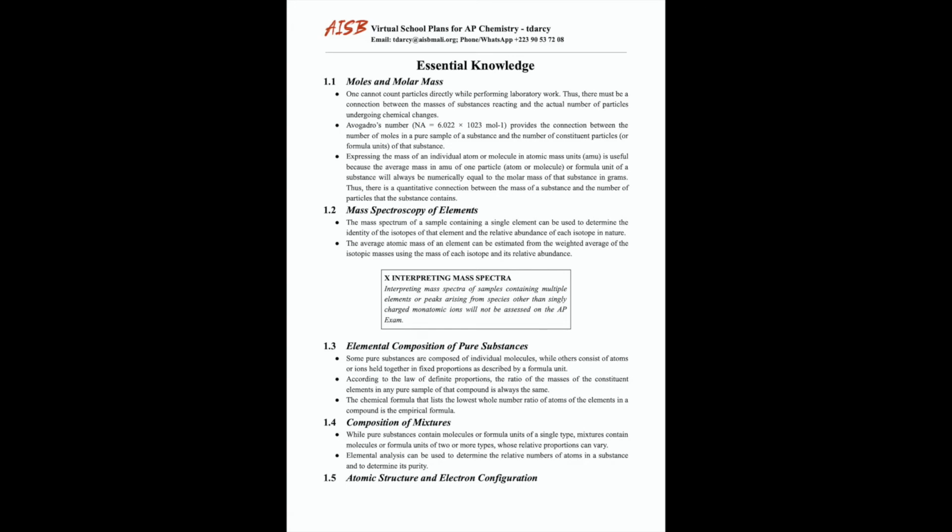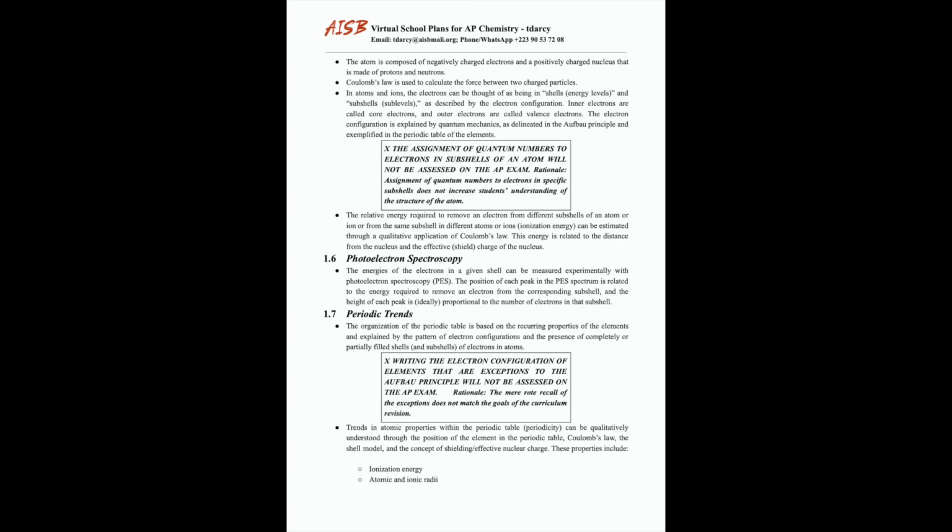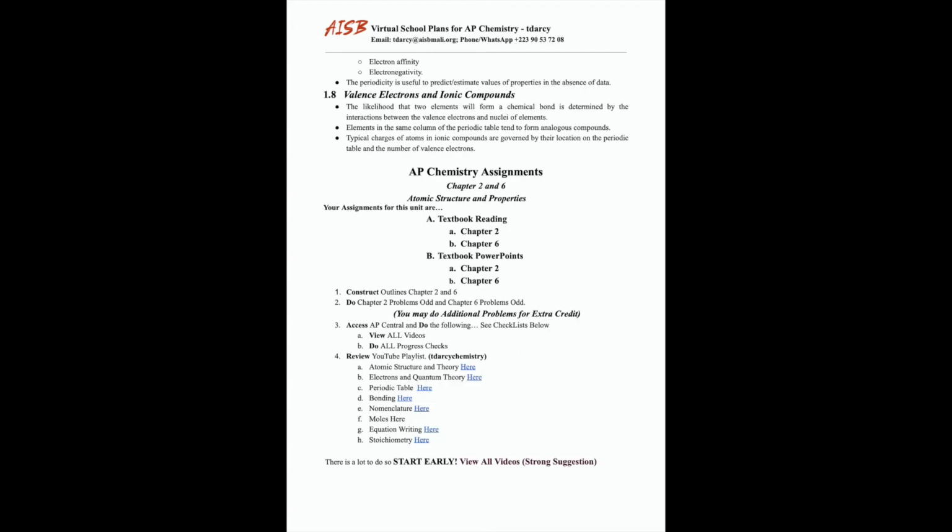And then you'll notice boxes within the text. And those boxes are important to read because that's telling you kind of what to avoid. Those things are not being tested. And this goes on for a few pages, and then we get to AP chemistry assignments.